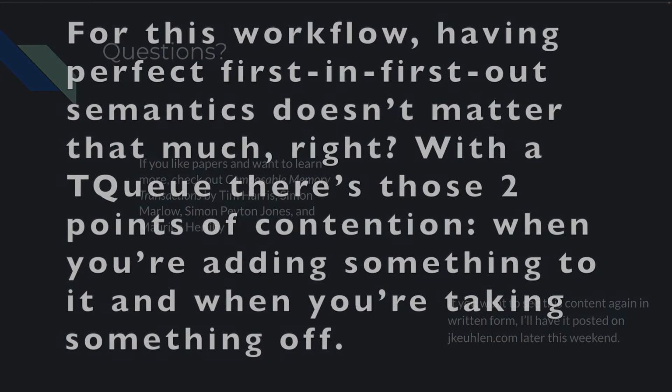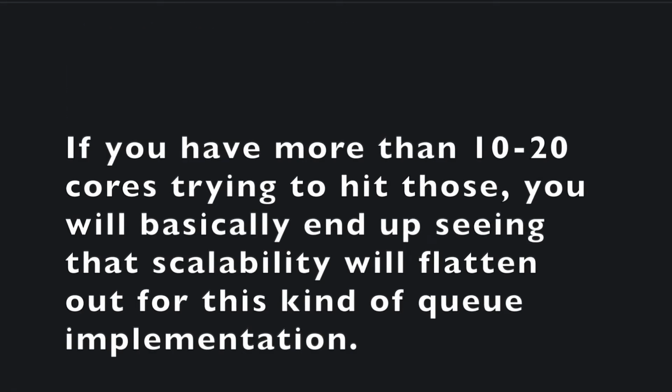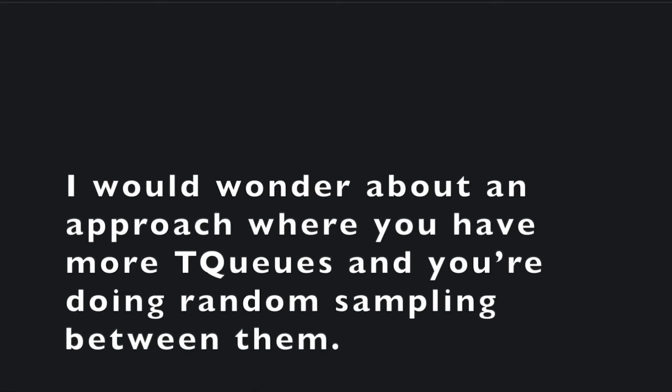For this workload, having perfect first in, first out semantics doesn't matter that much. Right? And with a TQueue, there are those 2 points of contention, when you're adding something to it and when you're taking something off. If you have more than 10 to 20 cores trying to hit those, you'll see scalability flatten out for this kind of queue implementation. So I would wonder about an approach where you have more TQueues and you're doing random sampling between them.